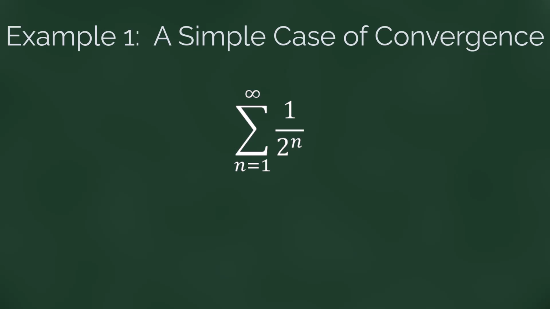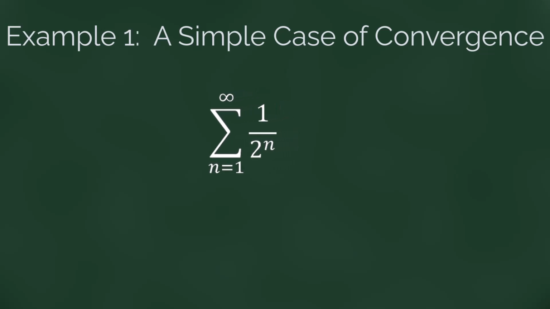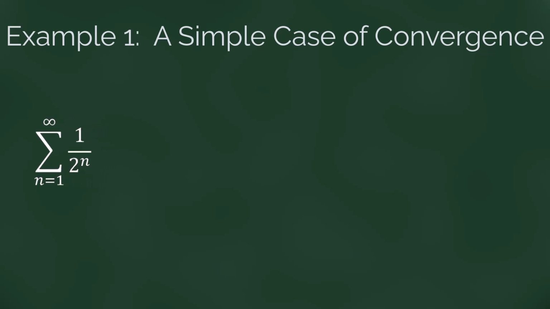We're going to start with a very simple example to demonstrate this. We'll take a series that we know converges. In fact, we're going to look at the geometric series, the sum from n equals 1 to infinity of 1 over 2 to the n. This is geometric with an r value of 1/2, so we know it converges. Let's see what the root test tells us.